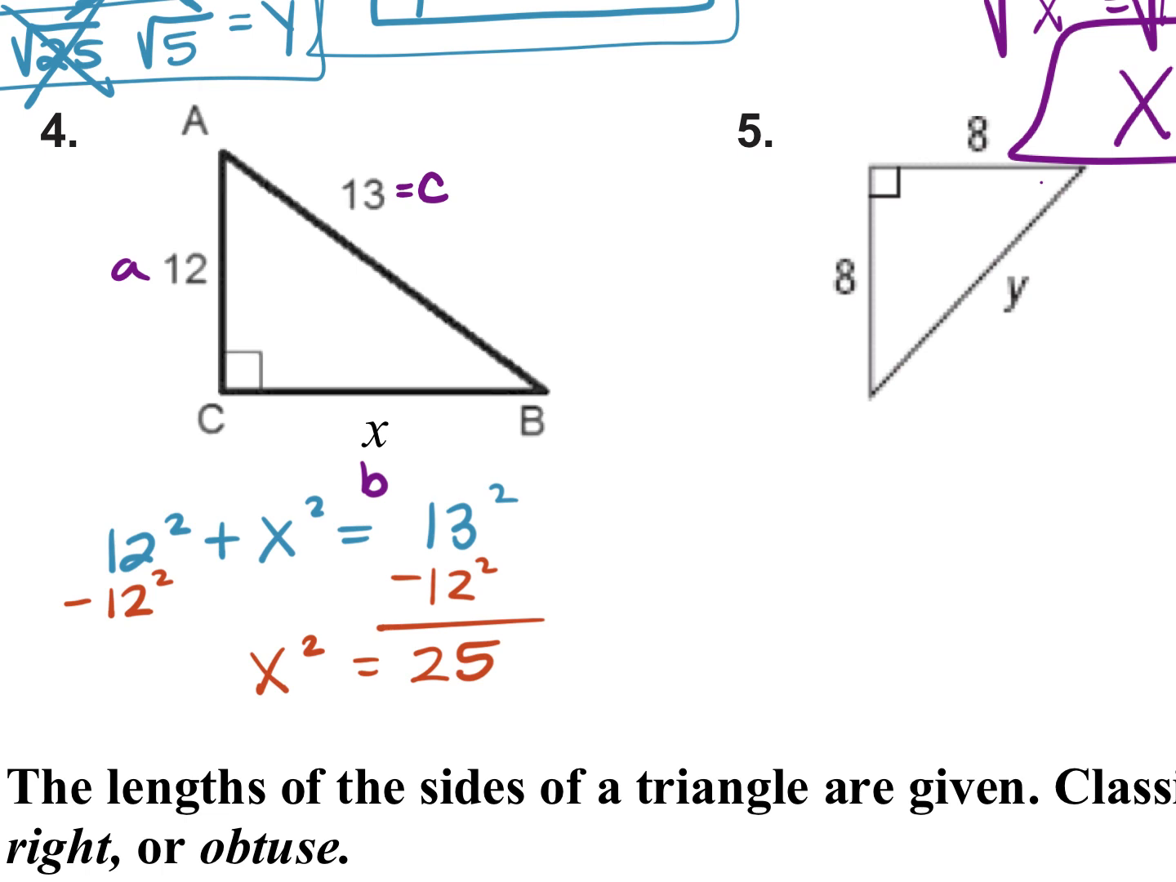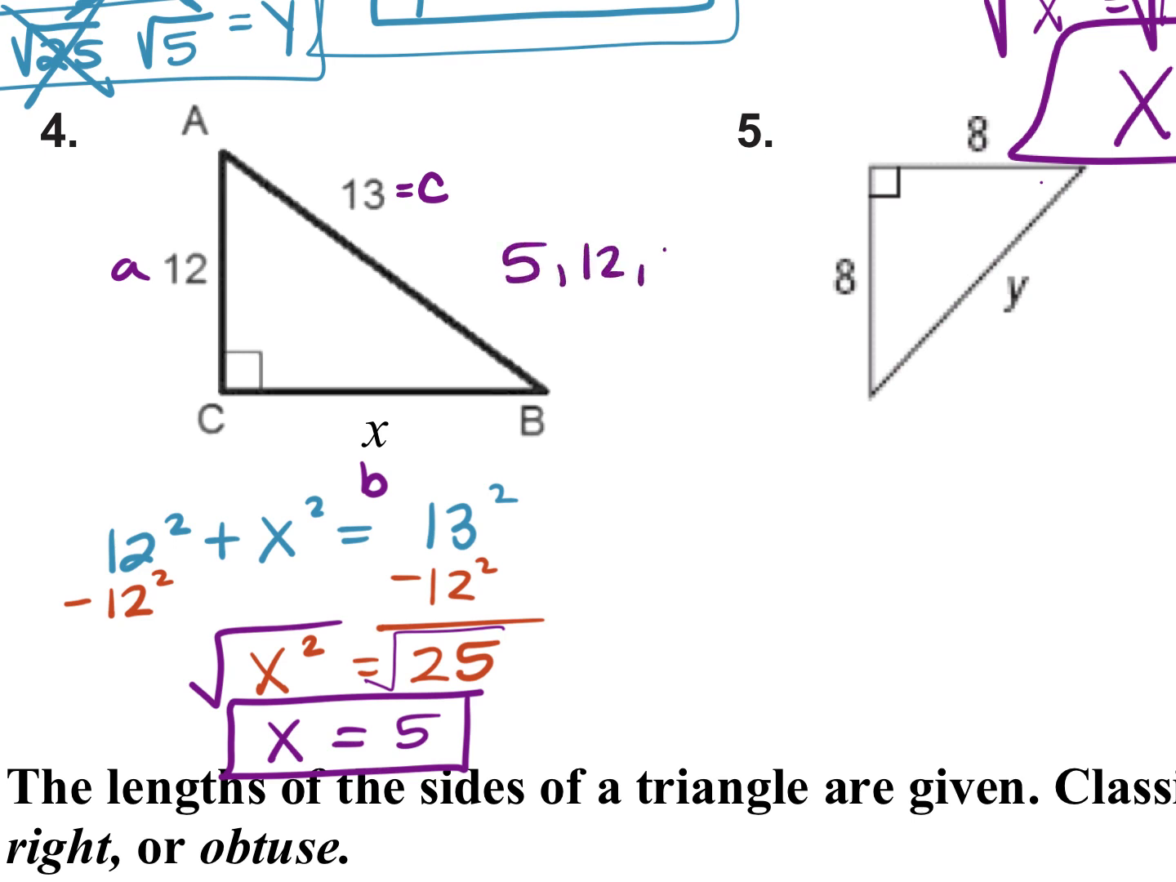So if we're going to square root and square root, you get x on the left, because the square root of x squared is just x. What do you get on the right? 5. It's 5, okay? If it works out to a perfect square, then take the square root. It's 5. That's a Pythagorean triple. 5, 12, 13.